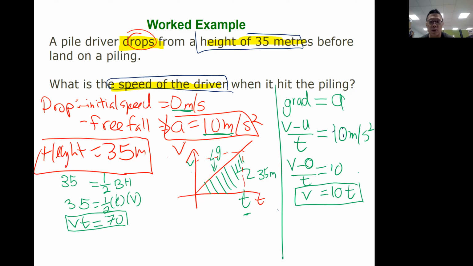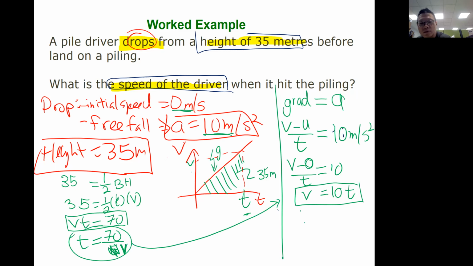Now with two equations, you can do a simple substitution. Let me rearrange this equation. Vt is 70, so t is 70 divided by v. Sorry, not 5, 70 divided by v. My mistake. Now I substitute this into the equation. So v will be 10 times 70 divided by v. This brings me to v squared equals 700. If you take the square root and use your calculator, you will find that v is 26.4 meters per second. Question solved.